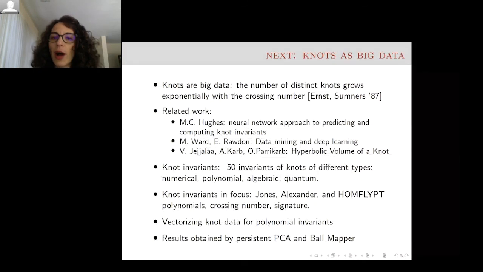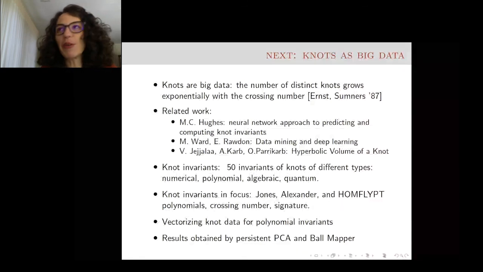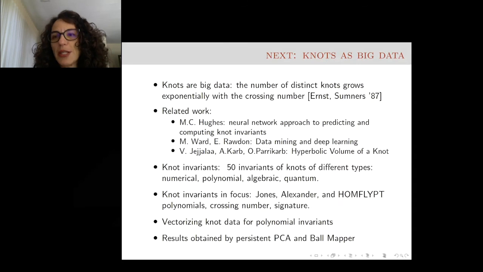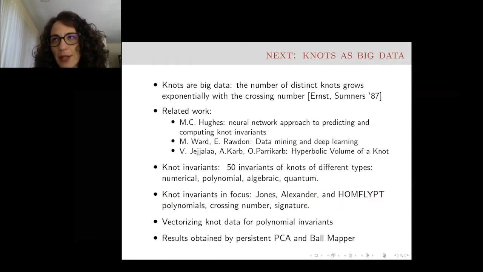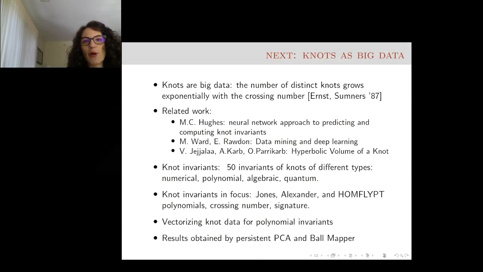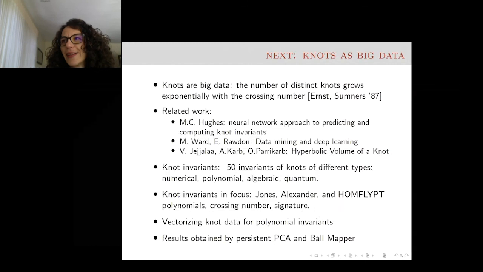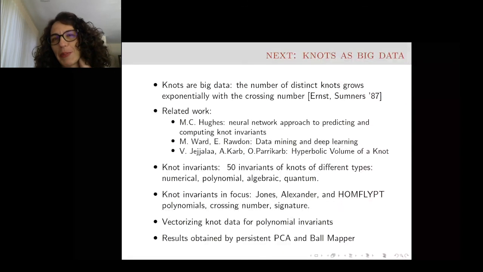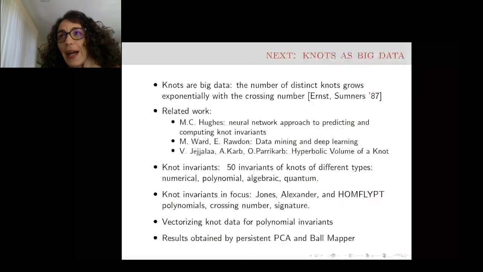For our approach, one of the reasons why Ball Mapper is my tool of choice is because I don't have to make additional choices. I don't have to choose the lens function. Therefore, I'm hoping that I'm not introducing any additional bias. Okay, so I'll be happy to discuss the choice of lens function in the original mapper after the talk. But thank you for your question. Any other questions?